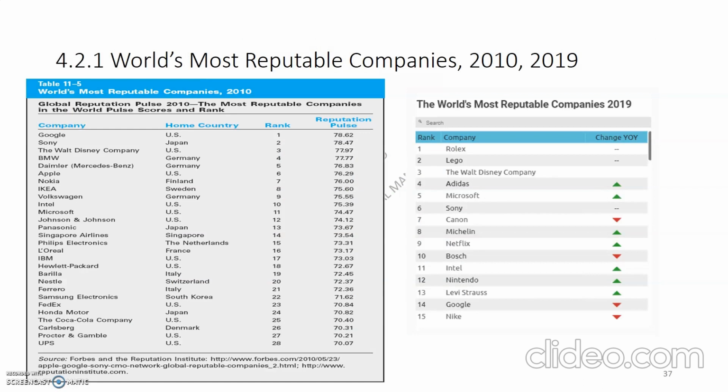You can see the differences here. These are the most reputable companies within 9 years. The most reputable company in 2010 was Google, but the number one company in 2009 was Rolex. These are the most reputable companies. They look at overall performance, employees, financial performance, and so on. I don't think Google is even here, not even in the top 15.